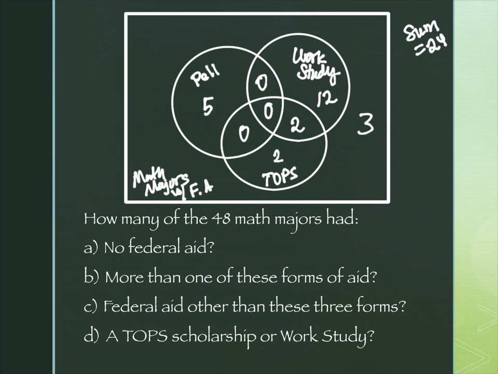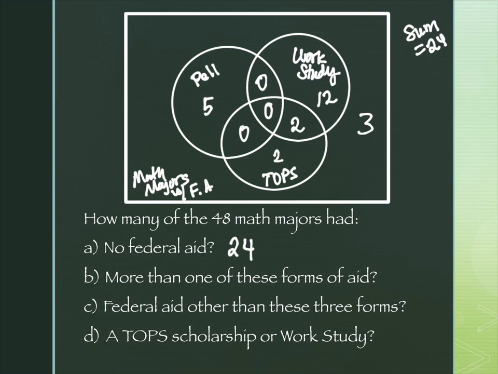So then, how many of the 48 math majors had no federal aid? 24. Where did that 24 come from? The other 24 that didn't go in the box, right? That's actually why I had you label the box. The box is the 24 that had the aid. 24 others did not. That doesn't mean they didn't have scholarships. It just wasn't federal financial aid, the way that's being described.